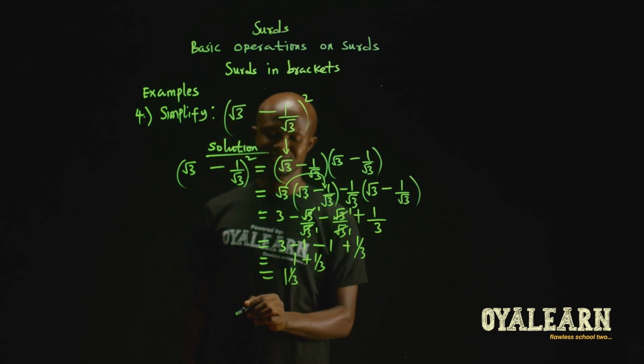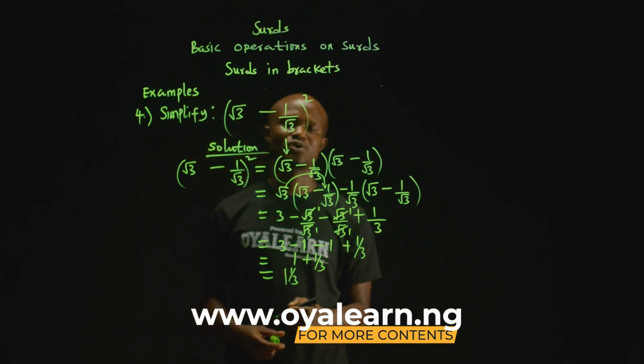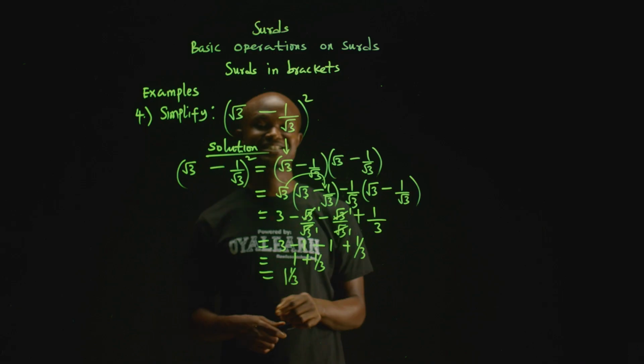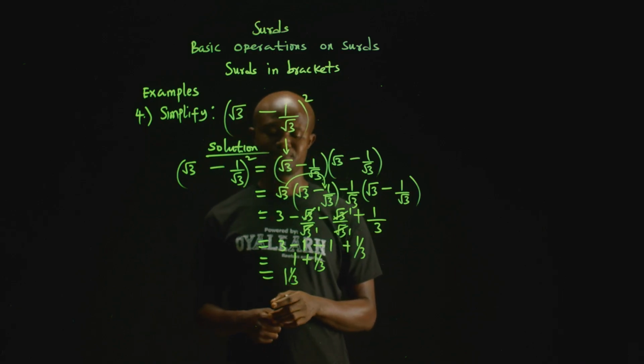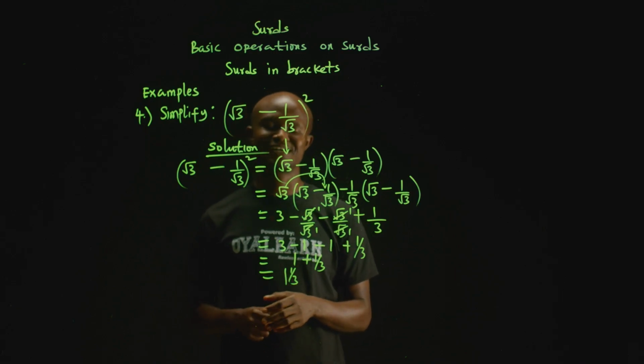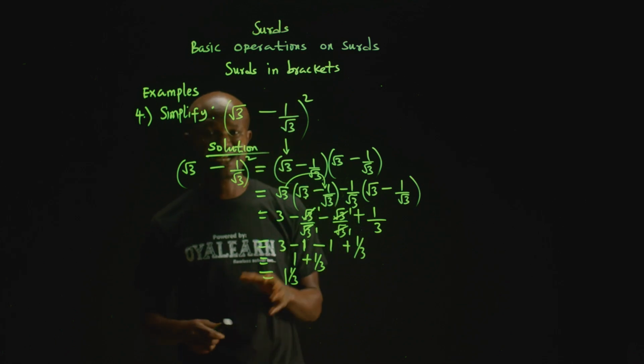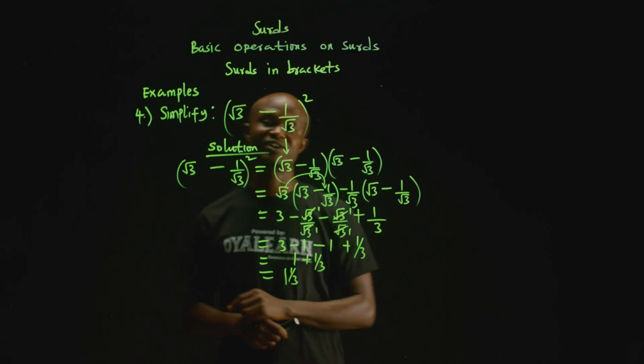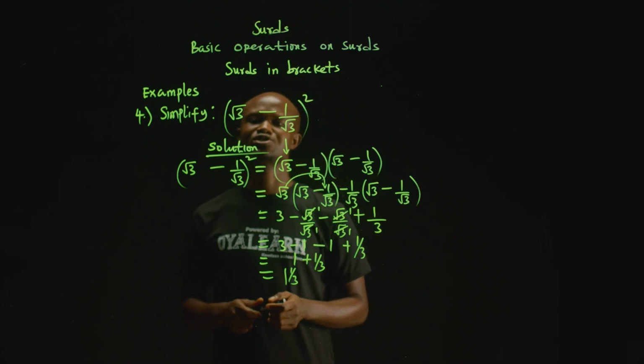And converting this to an improper fraction will give us what? 1 times 3, that is 3, plus 1. We now have 4 over 3. But the final answer should be in mixed number, which is 1 and 1 over 3. That's the solution to the problem.